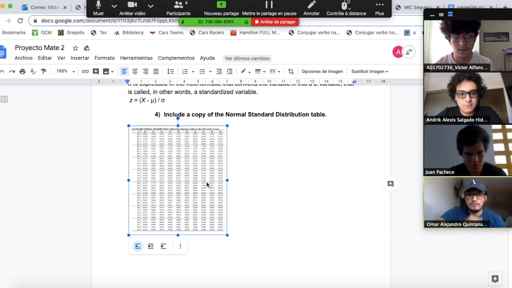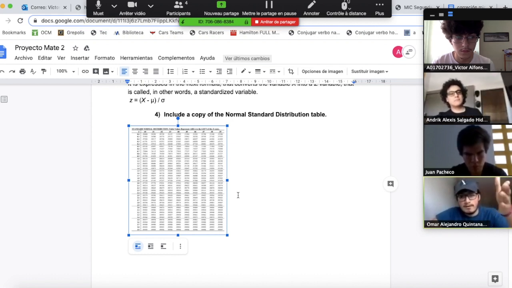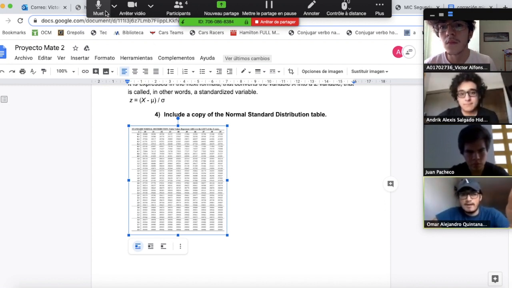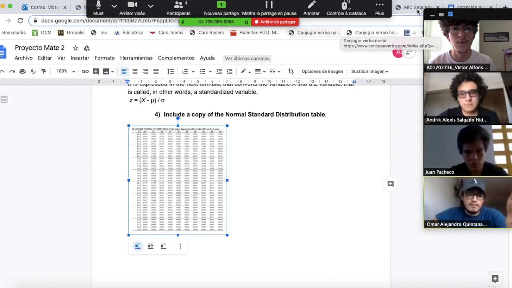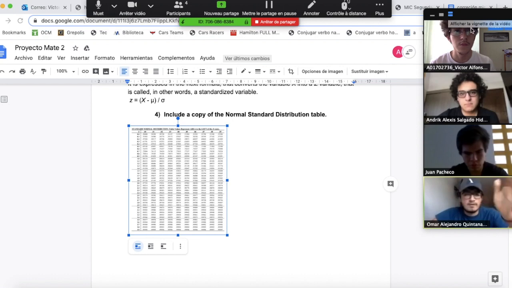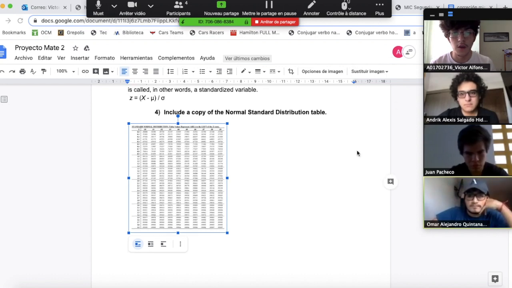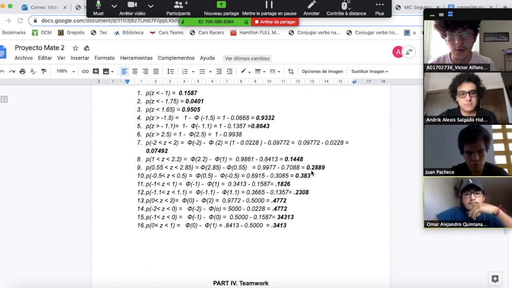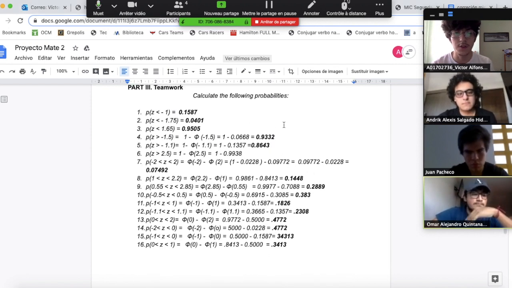And here is the standard normal distribution table, which we have also used, and which some people have also learned with. So this is an alpha error, and on the left side there are degrees of freedom. Now Andrik will explain these exercises we made with the z-score table.